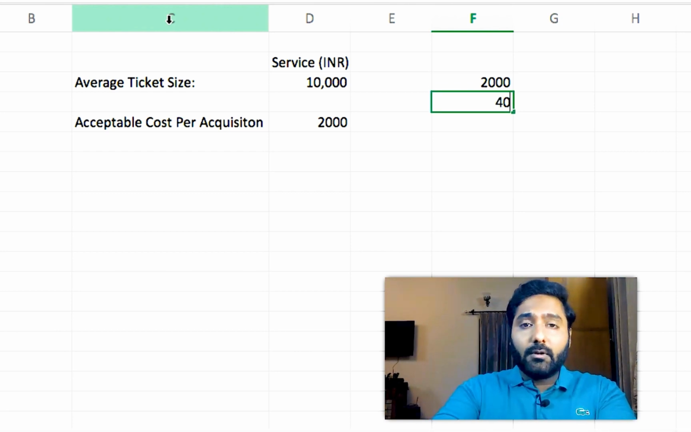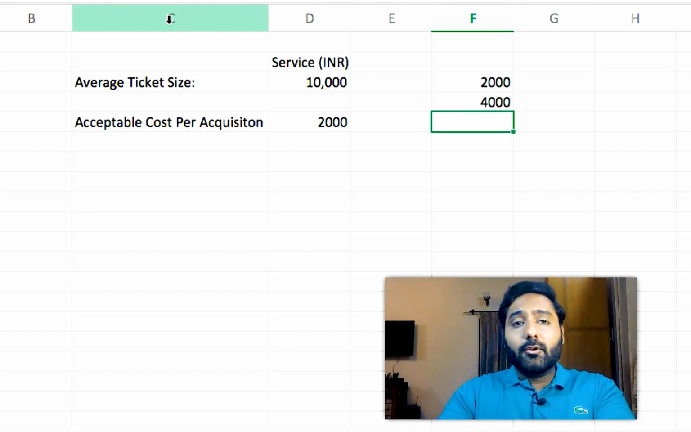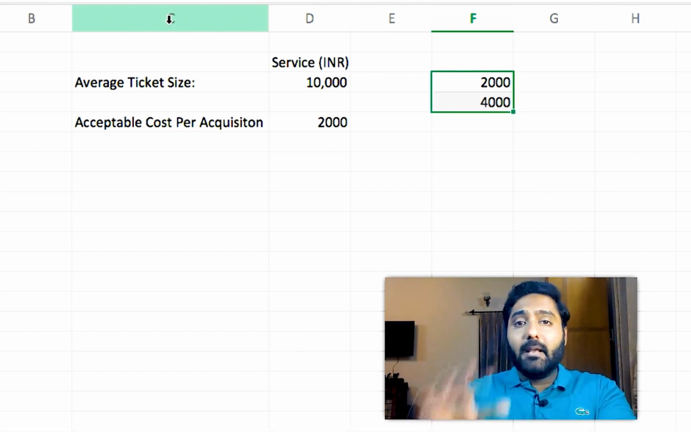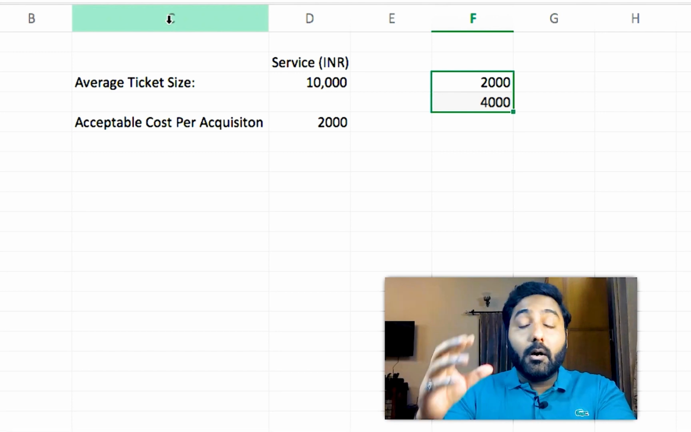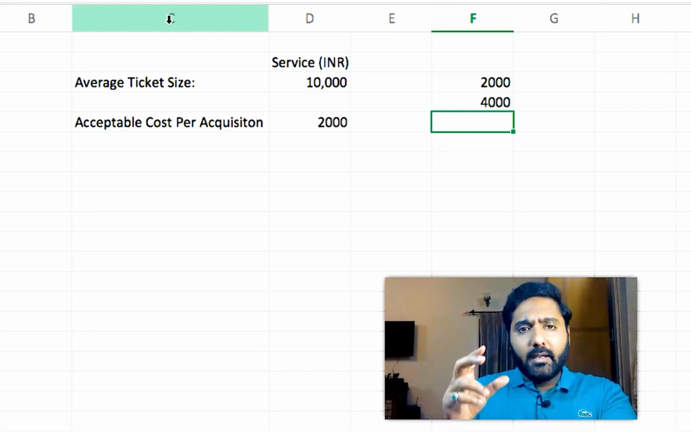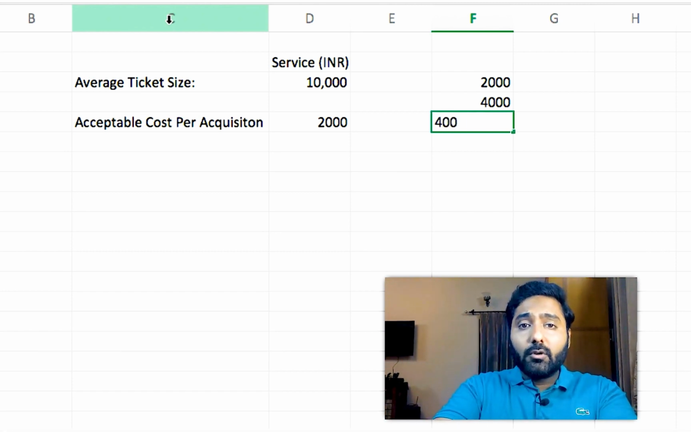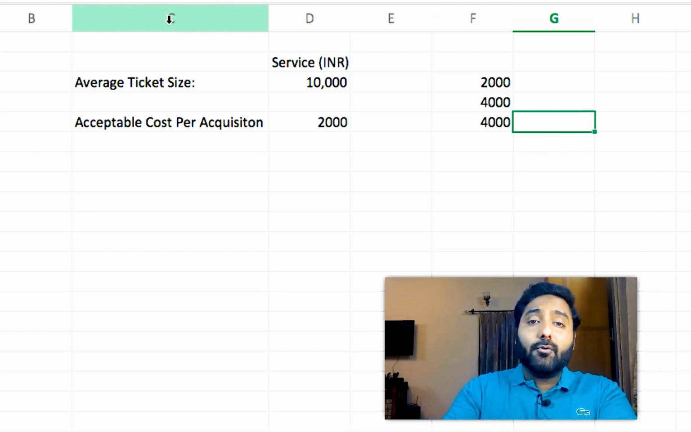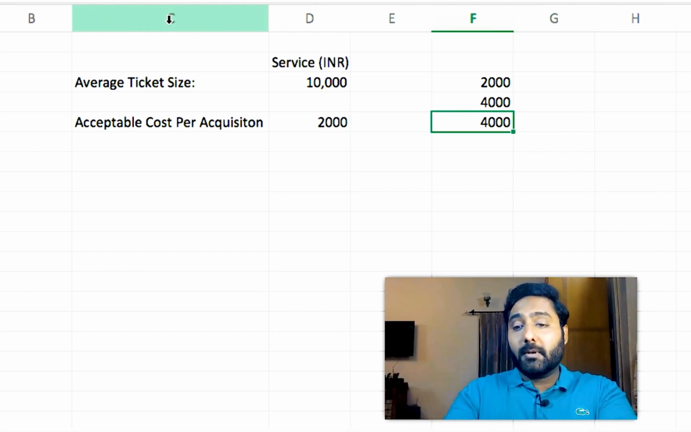You might want a 4,000 rupee profitability here. So now the total expense is 6,000 rupees, or expense plus profit. So here you have a little more leeway to acquire a customer. So you can have 4,000 rupees as the cost per acquisition.